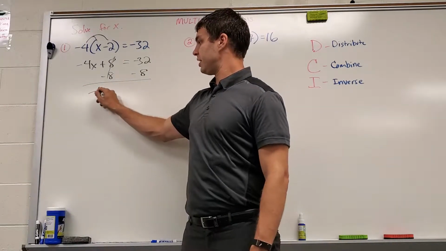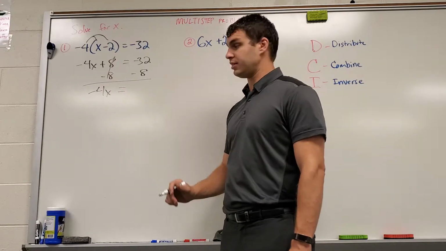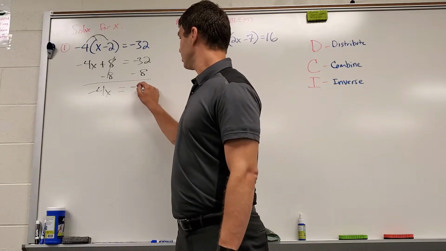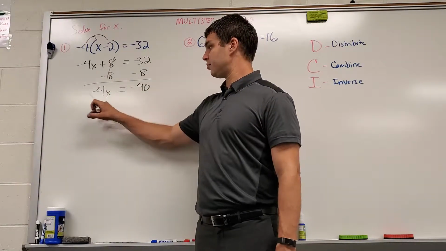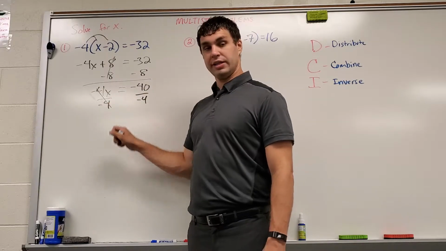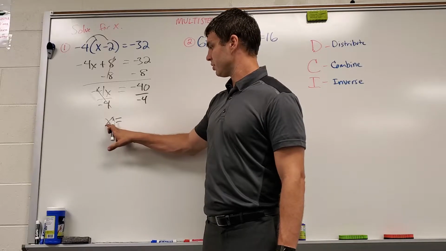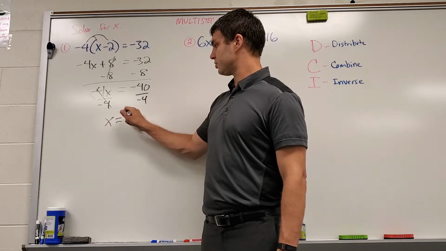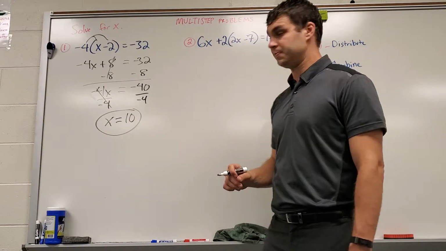And then I'm left with -4x equals -32 minus 8 is -40. Now, -4 is being multiplied by x, so I have to divide by -4. When I do that, I get x equals a positive 10. Since x is by itself, I know I'm done.